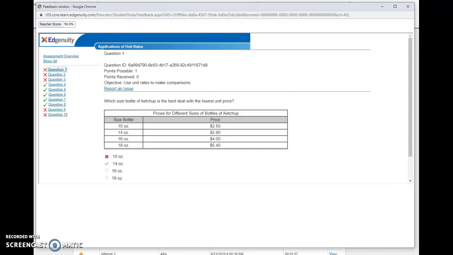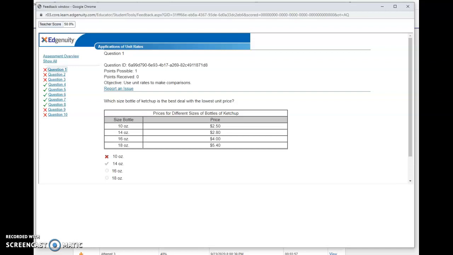So on this first one, it says which size bottle of ketchup is the best deal with the lowest unit price. So unit price means it is for one thing. If you don't have the definition for unit price written down, that's a pretty important one considering the section is called application of unit rates. So we're not looking for how much 10 ounces is or 14 ounces is or 16 or 18. We're looking for how much 1 ounce is.